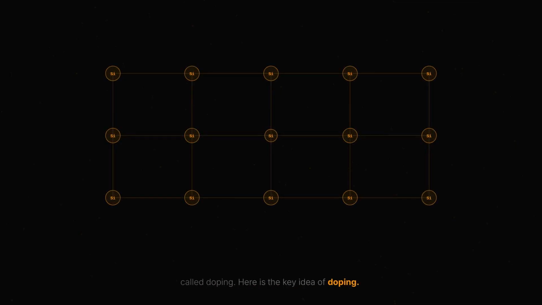This process is called doping. Here is the key idea of doping. Pure silicon has 4 valence electrons and forms 4 covalent bonds. What if you replace some of the silicon atoms, not many, just a tiny fraction, with atoms that have a different number of valence electrons? Let's try phosphorus. Phosphorus has 5 valence electrons. You place a phosphorus atom inside the silicon lattice. It forms 4 covalent bonds, just like silicon does, but it has 5 electrons to work with. 4 of them go into the bonds. The 5th one has nowhere to go.